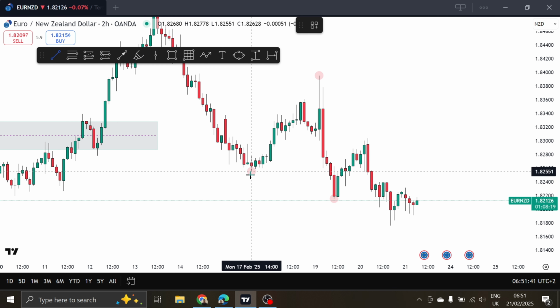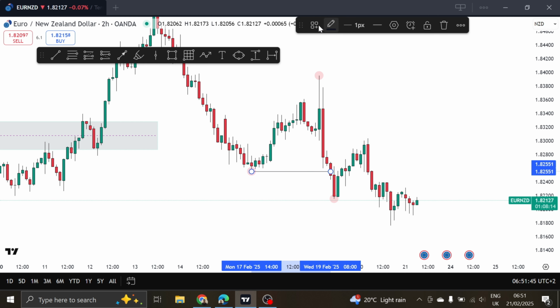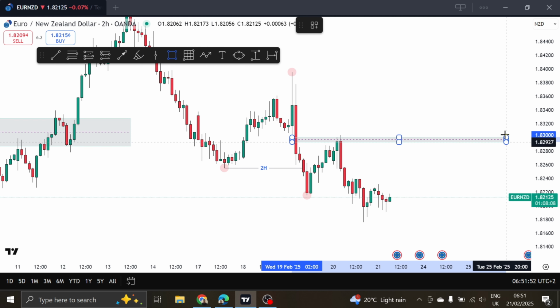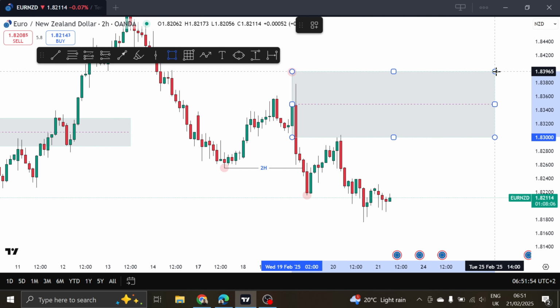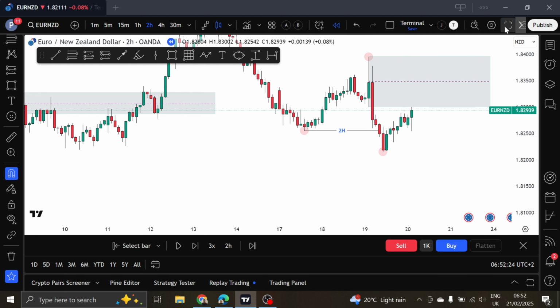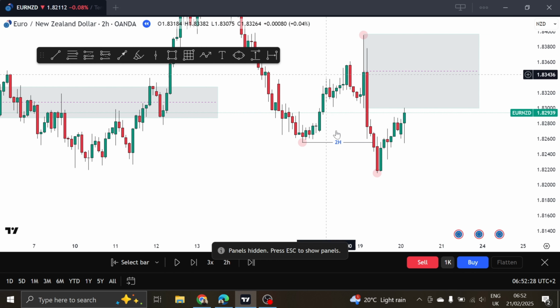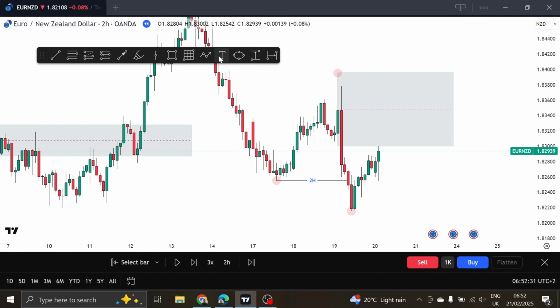So as you can see, I'm marking my market structure, my swing highs and swing lows, and had a break of structure there. And then I had to mark my 2-hour supply zone. So what I was anticipating is for the market to retrace into that zone. Since I'm using the market replay, you guys can really understand my thought process when I'm executing a trade.